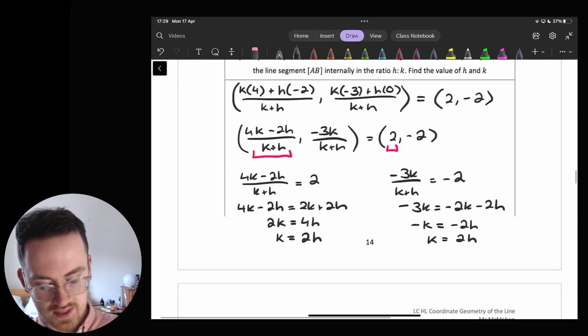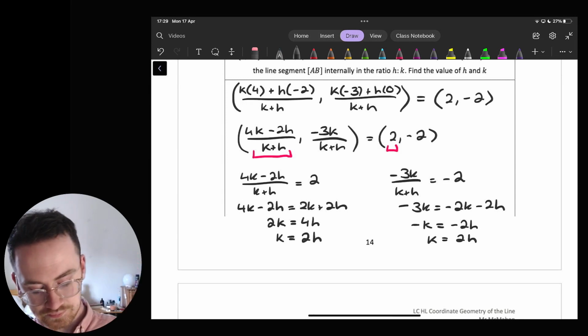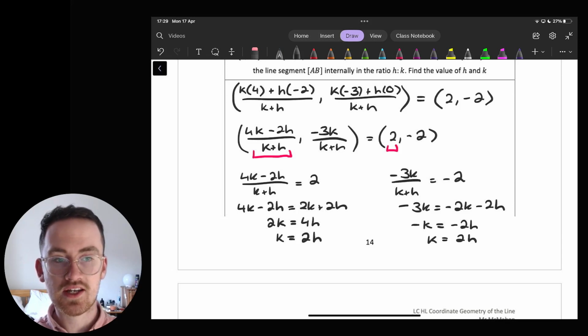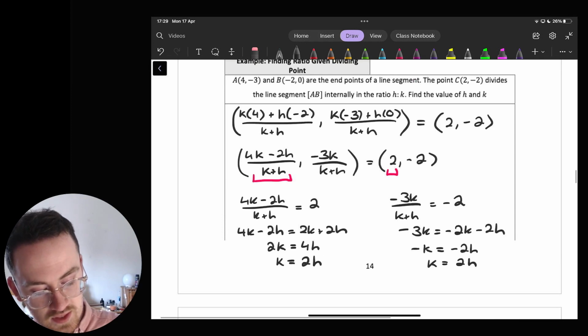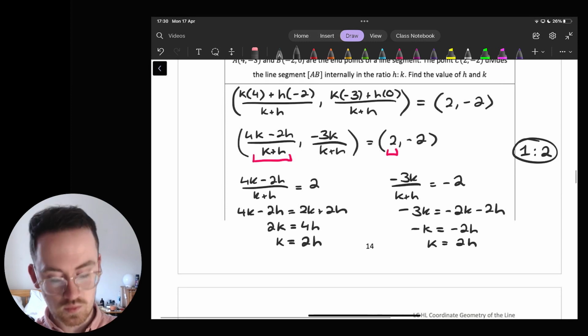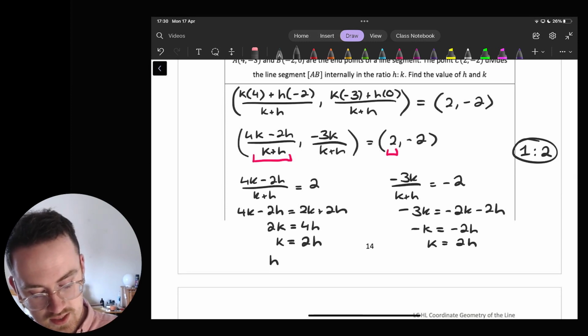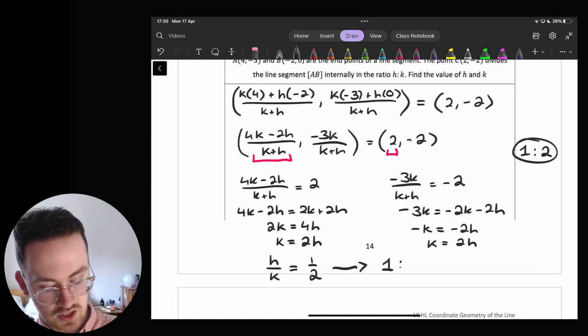Now if we were to rewrite this as a ratio, writing h over k, the ratio that we have is that k is twice as big as h. So if h is 1, k is 2, which would mean that my ratio is going to be 1 is to 2. That's what we're getting at here. If we were to rewrite it, we get that h over k is equal to 1 over 2. And again, the same idea goes here. So h to k becomes 1 is to 2.